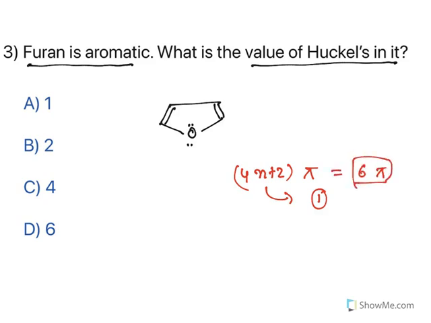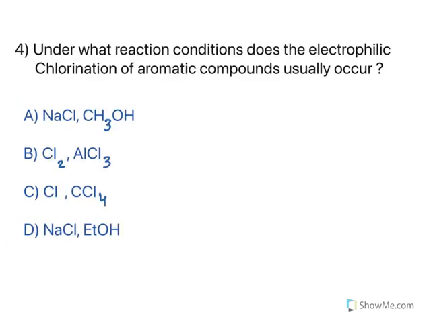6 pi electrons, look at this. See, this pi bond has 2 electrons, this one 2 electrons, and these oxygen electrons are involved in aromaticity. So, this will be revolving inside the ring. So, how many are there? 6 electrons. So, according to Huckel, furan contains 6 delocalized electrons. So, answer is D. Moving to the next one.